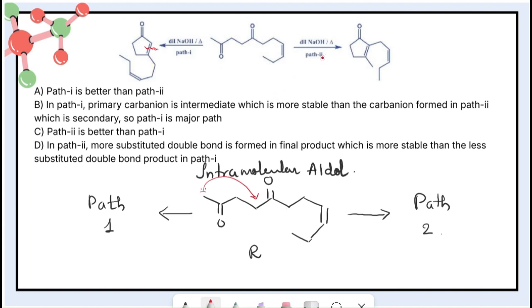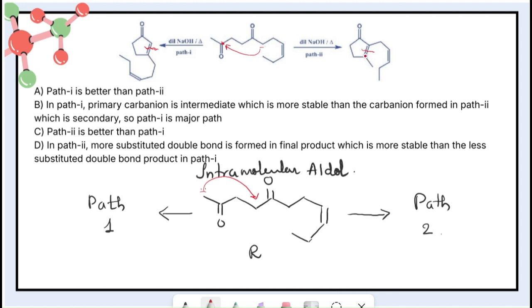Same way, let's check for path 2. Which is the carbon attacking the carbonyl so that we'll end up with the path 2 product? It is this carbon, say 1, 2, 3, 4, 5, right? And we have a methyl also, right? At the beta position, right? Or you can do the retro.